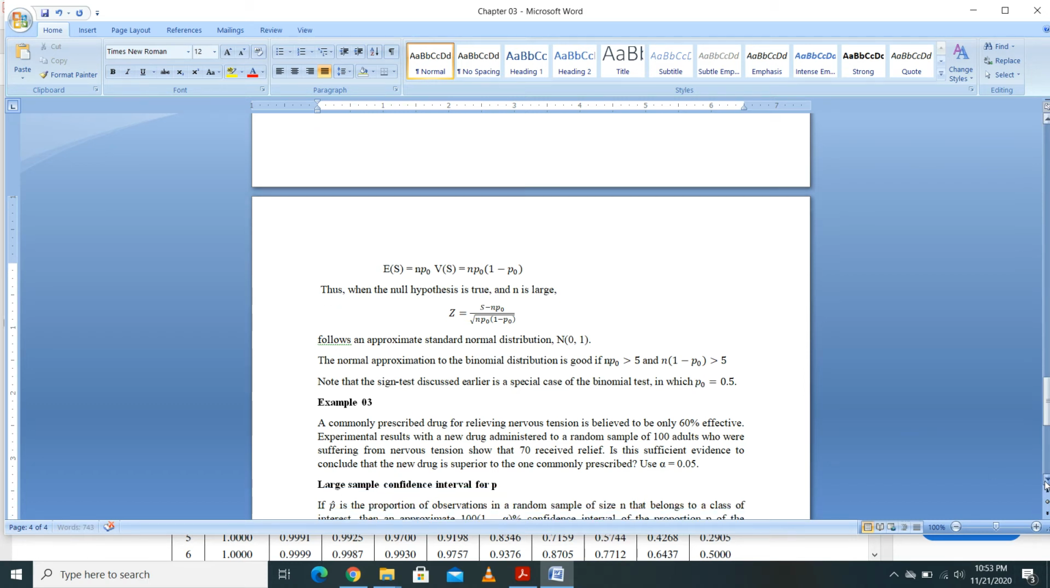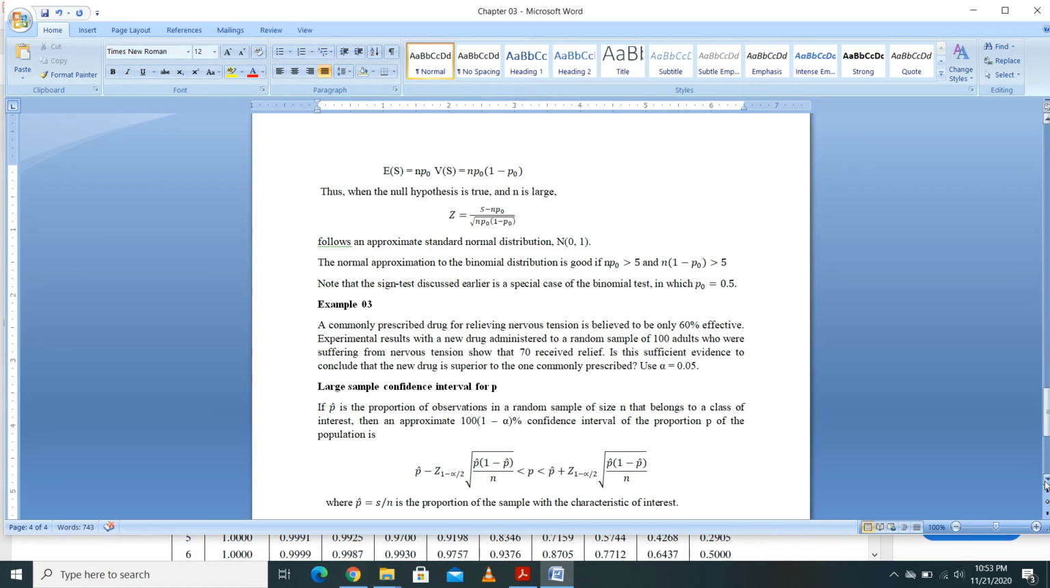So let's discuss this using this example so that it would be very clear for you all, I guess. Right, let's see example 3. It says a commonly prescribed drug for relieving nerves tension is believed to be only 60% effective. Experimental results with a new drug administered to a random sample of 100 adults who were suffering from nerves tension show that 70 received relief. Is this sufficient evidence to conclude that the new drug is superior to the one commonly prescribed?